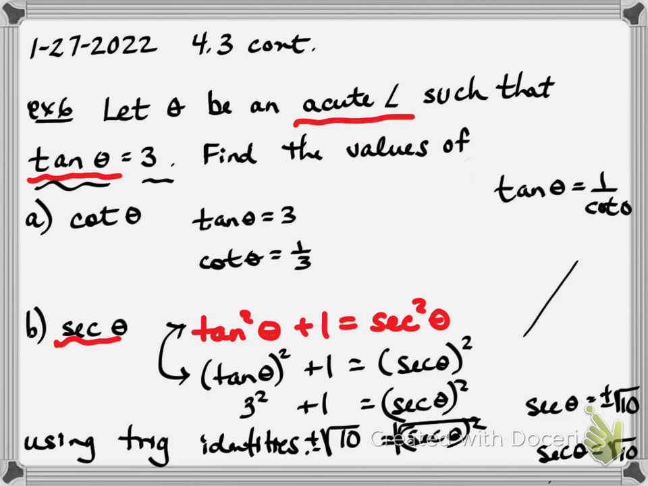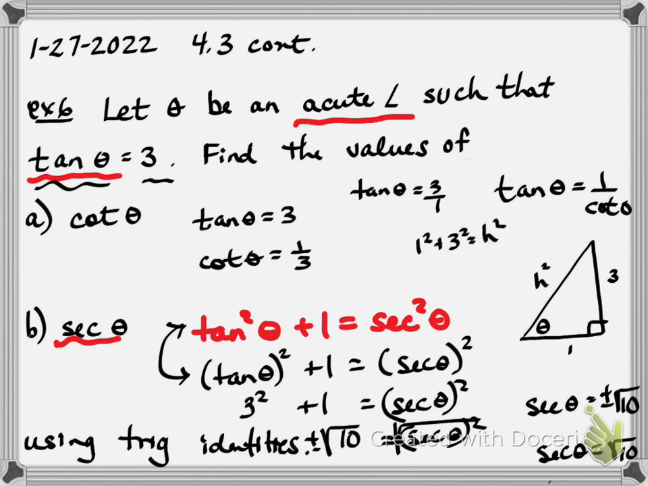All right, let's just check that with what we know about triangles. There's theta. If tangent is 3, that's TOA. So make it a fraction. So tangent is opposite over adjacent. Pythagorean theorem says 1 squared plus 3 squared is equal to this hypotenuse squared. 1 is 1, 3 squared is 9, so we get 10 equals h squared. So the square root of 10 is our h.